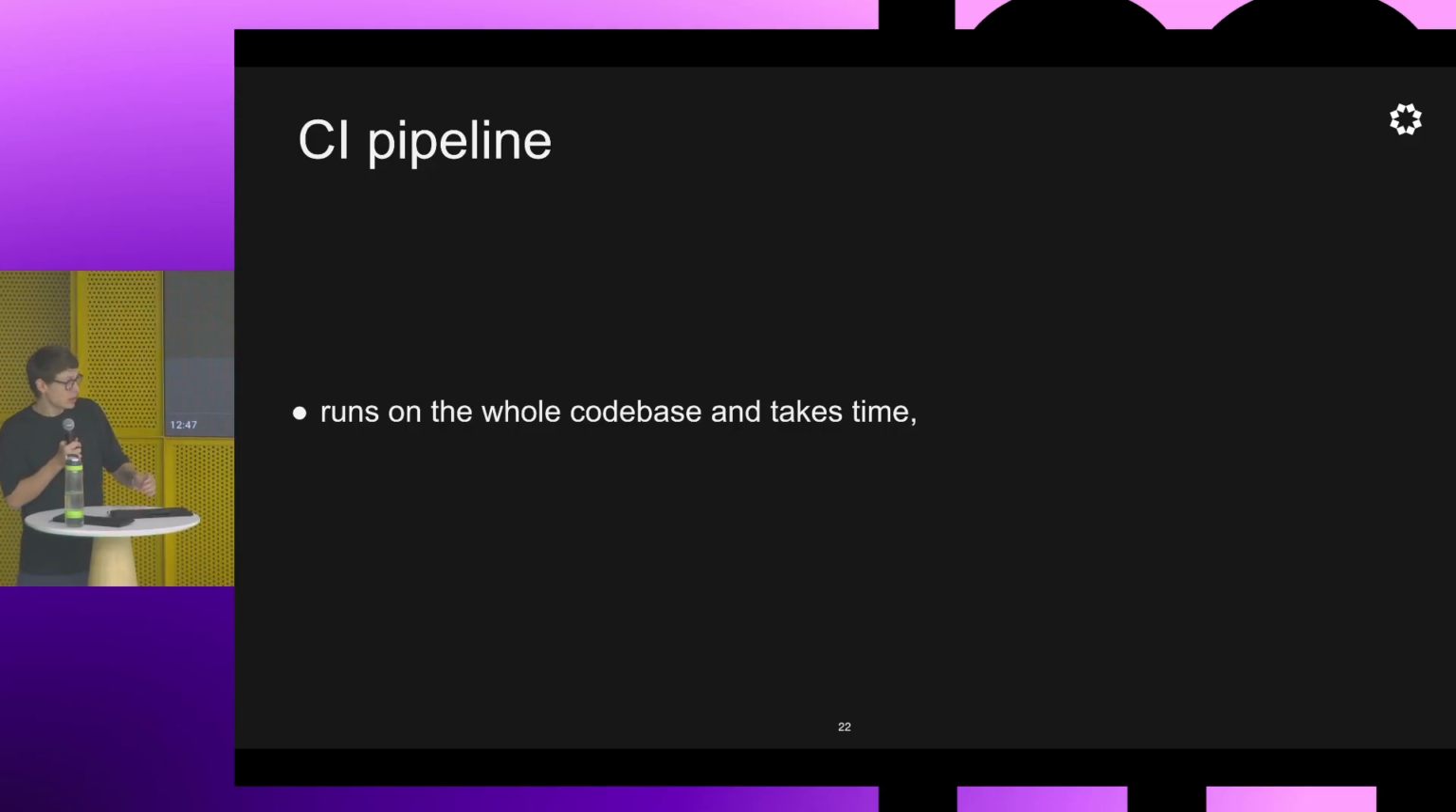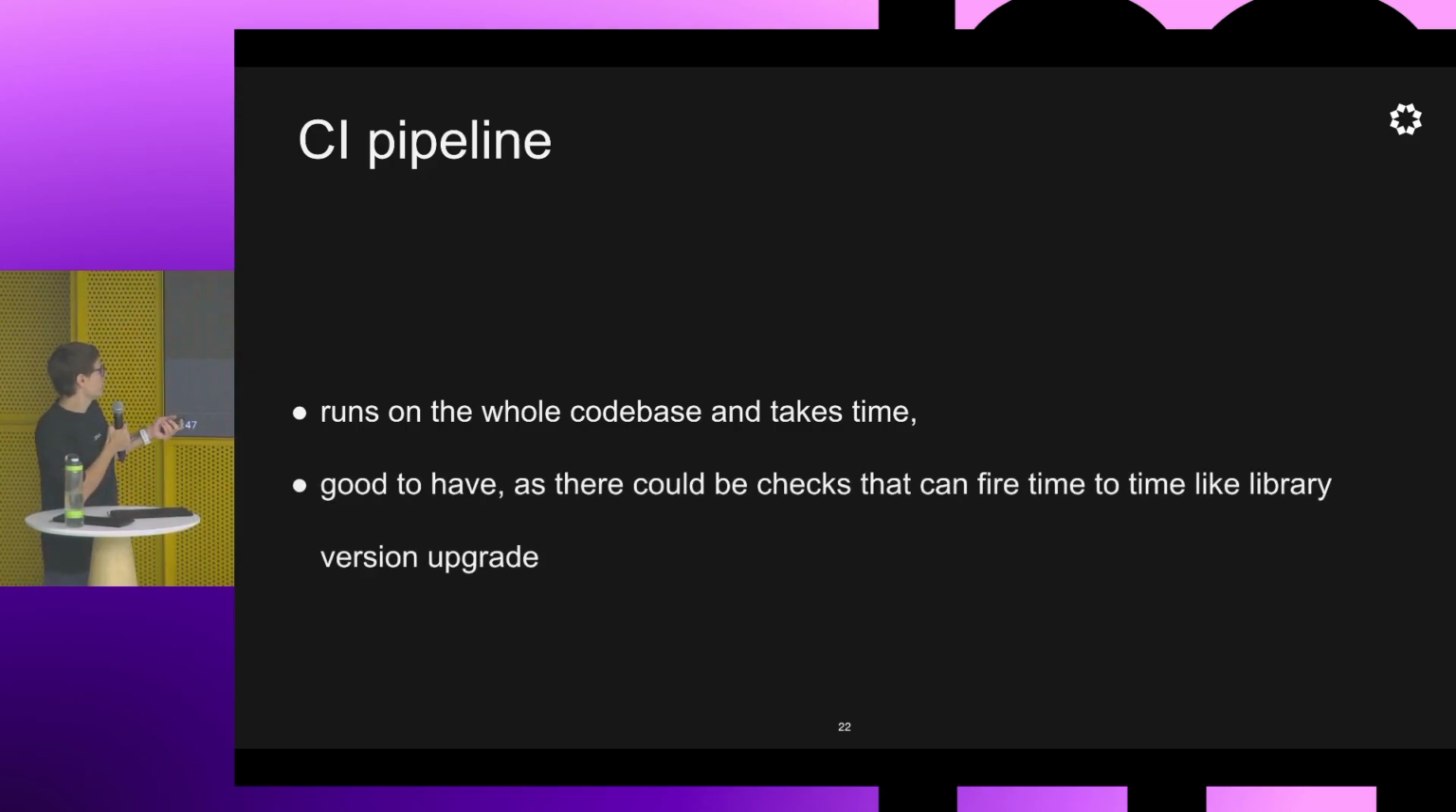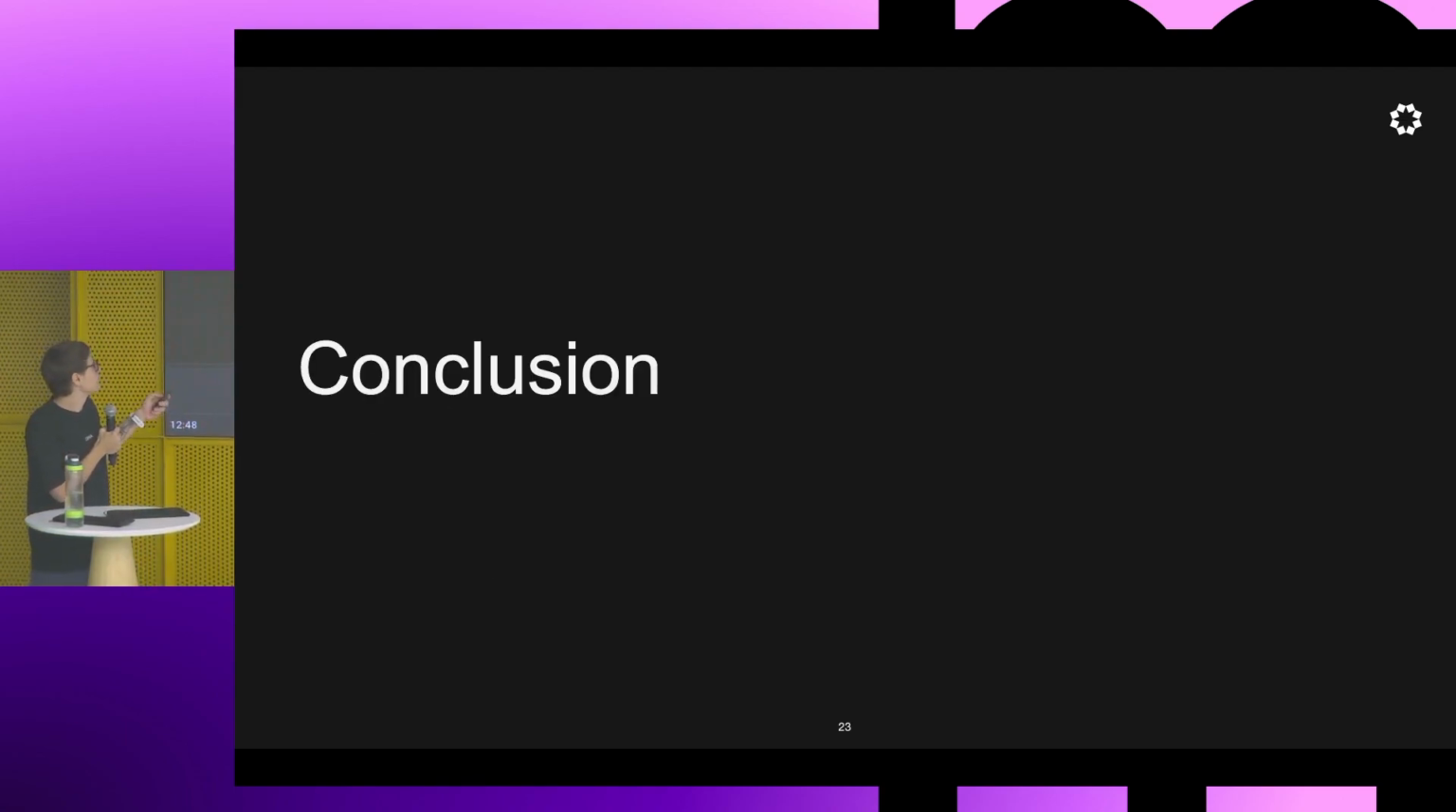So the main question is why do you need to run it? I think it's good to have because the code base sometimes may change. Sometimes errors may happen, and sometimes rules may hit. We have a rule that you need to upgrade the version of the library if there is a newer stable version. So this is really good to have on the pipeline.